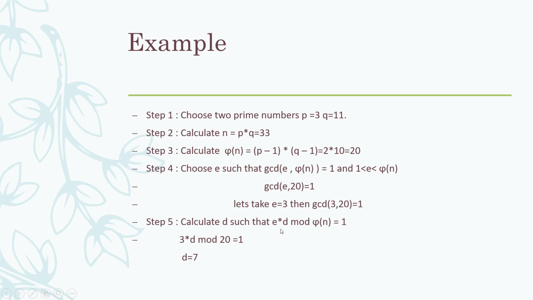And we need to calculate the value of D such that E times D mod phi of n should be equal to 1. This is just a trial and error method. We start with the prime numbers. Let's take 3, then 3 times 3 mod 20. The remainder is not equal to 1, so we take the next prime number, 7, so 21 mod 20. We get the remainder as 1. Let's take the value 7 as the value for D.